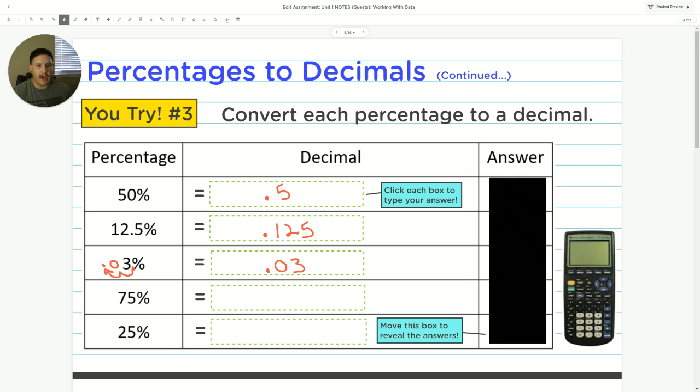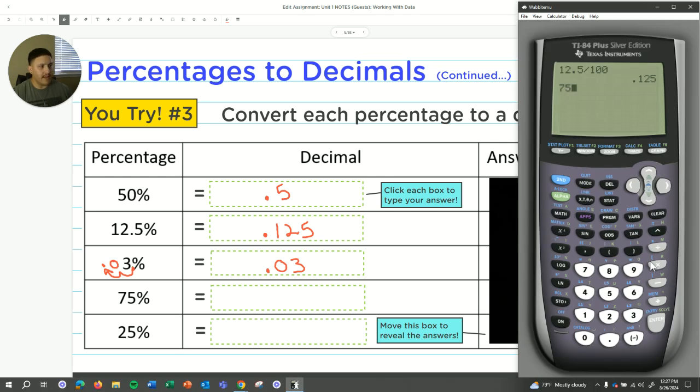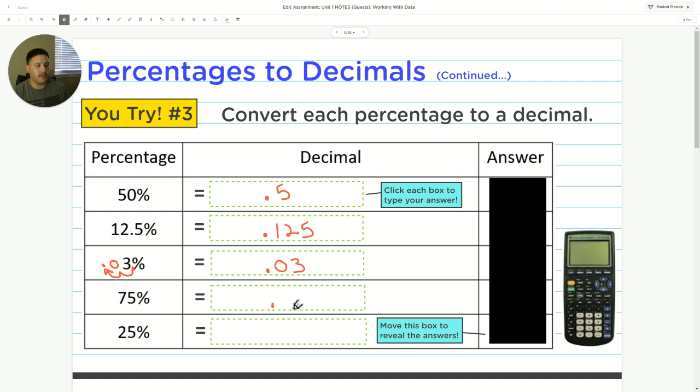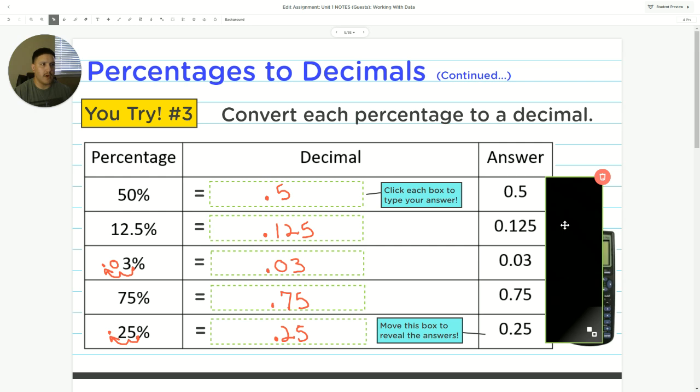75%. I'm going to use the calculator for that. 75 divided by 100. Our decimal conversion is 0.75 from percentage to decimal. I'm going to use the shortcut with 25%. So its current decimal place needs to be moved to the left twice. No gaps to fill in, so simply 0.25. And that's it for these problems. For you, try number 3.